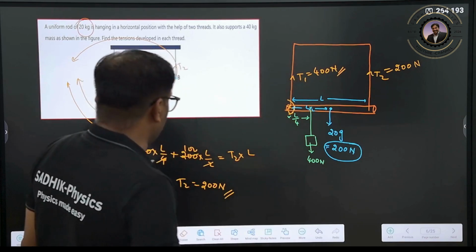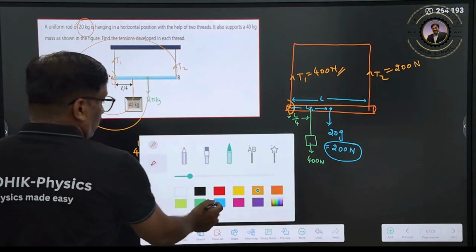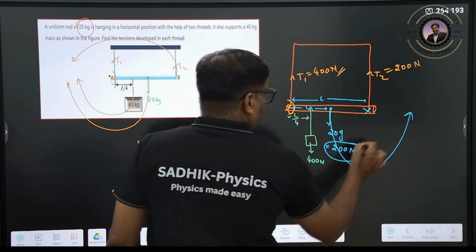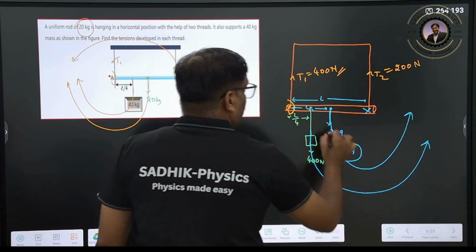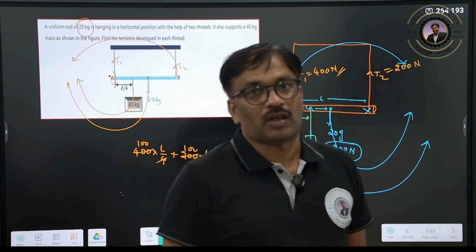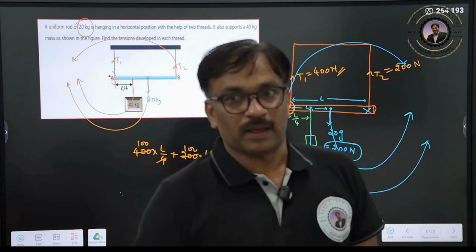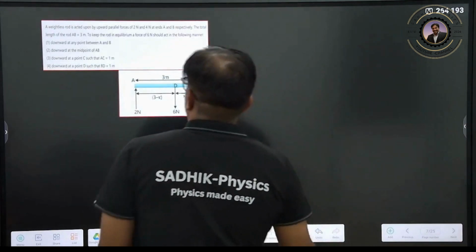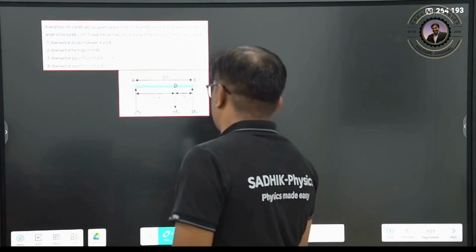Sir, I want to check it. What you have to do? Again, you try to find the torques at this point, no? So this 200 will make it rotate like this, 400 will make it rotate like this, T1 will make it rotate like this. Then you can solve the problem very easily. Clear? Now we'll solve the problem here, no? So one more question here, no?